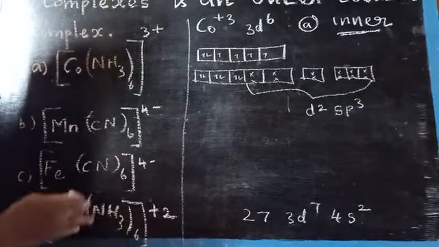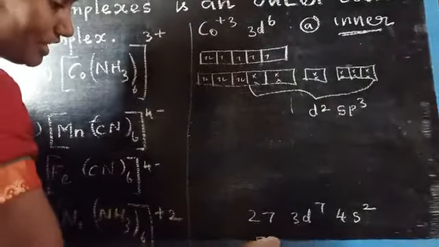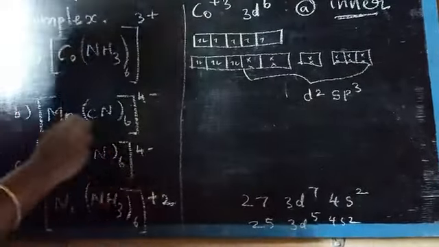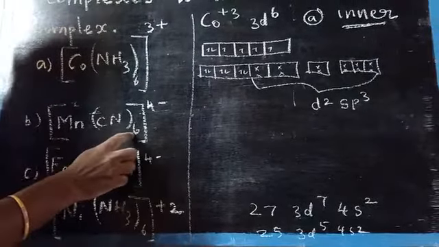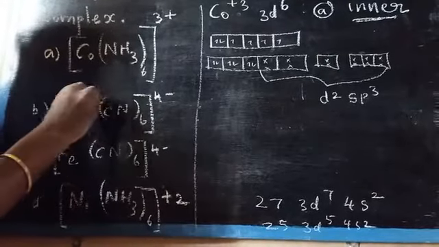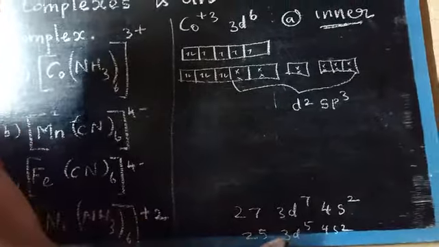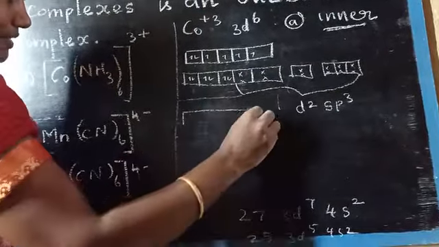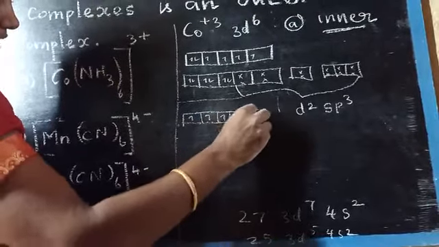In the same way, children, let's find out the remaining ones also. Okay, manganese atomic number 25, so 3d5 4s2. First find out the oxidation state. Consider it as x, minus 6, here minus 4, so 2. Okay, so Mn +2. Mn +2 means the last 2 electrons are lost, so remaining 3d5. Okay, so d orbital has 5 electrons.